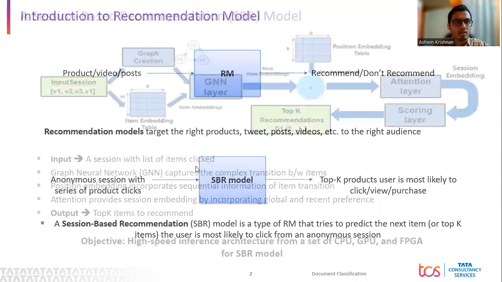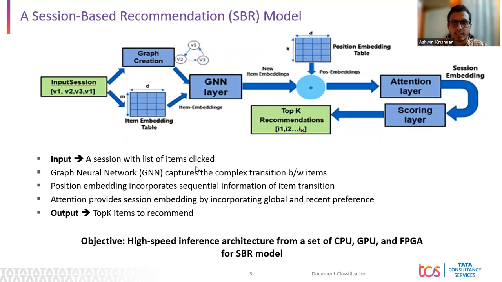click next. Now, going with the high-level architecture of an SBR model, the input to the system is a session which has a series of item clicks that goes to a GNN layer that captures complex transitions between the items in that session. Then it goes to a position embedding layer that incorporates sequential information of item transitions, followed by an attention layer that incorporates global and recent preferences of the user and provides us a session embedding, which is a representation of an item that the user is most likely to click or view.